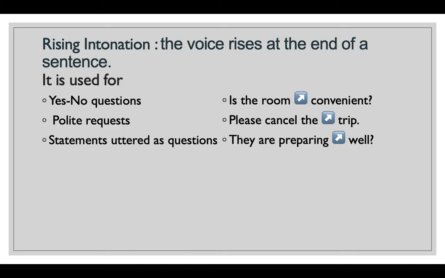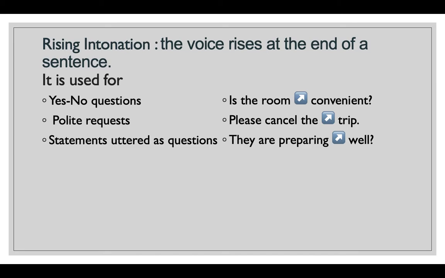The three important categories in which the rising intonation would be used are, first, yes or no questions. Is the room convenient? I don't say it flat. When you say it that way, it appears as if you're not interested, as if you don't care. Is the room convenient? Not like that. You're showing some concern. And this is a kind of question which requires a yes or a no as the answer. Is this your book? It is a yes or no question.